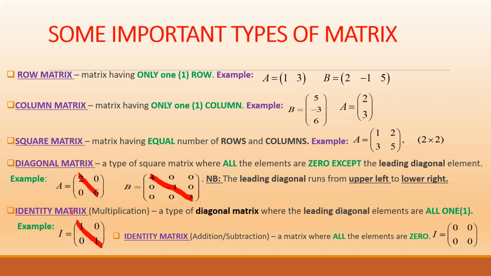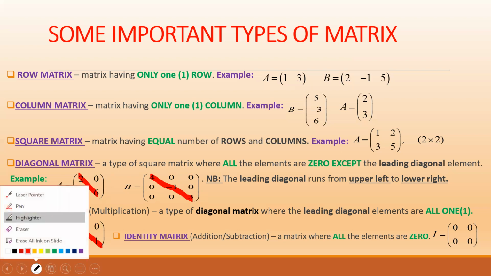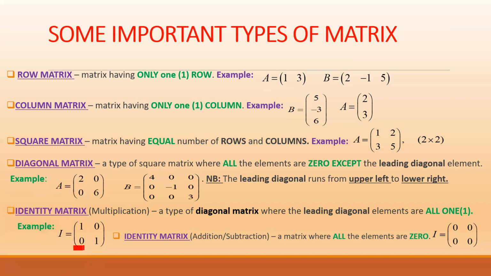Right? So the identity matrix for multiplication is 1, 0, 0, 1. Please make note of that identity matrix here. You will see it again, right? It is the identity matrix for multiplication, and it is 1, 0, 0, 1. The leading diagonal elements are 1. That is what makes it the identity matrix for multiplication, right?